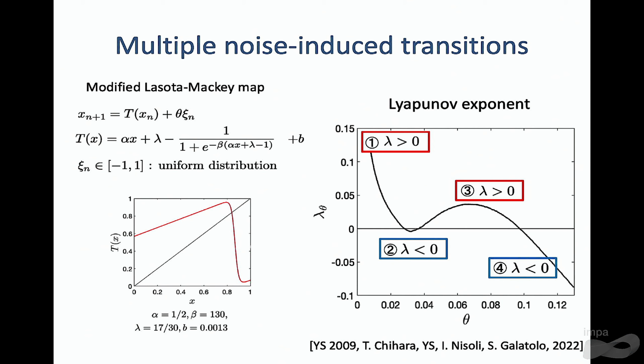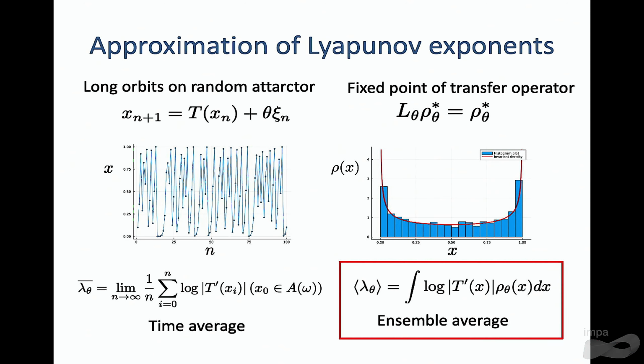And then increasing noise, we observe a negative Lyapunov exponent. This kind of multiple transition is also typical because this map has a lot of windows. So this transition can happen many times in general. Okay. So for this, we did a computer-assisted proof of existence of these multiple transitions.